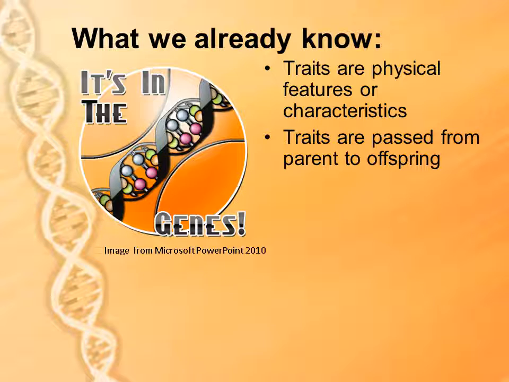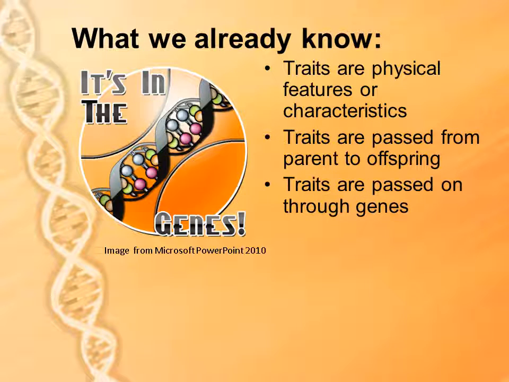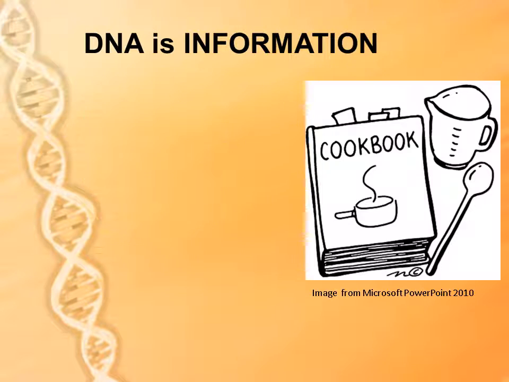We also know that traits are passed on from parent to offspring and that they're inherited through sections of the DNA called genes. So we are actually able to pass on those traits through these genes that we have. And all of this is basically coded within the structure of our DNA molecule. So DNA is pretty important to make sure that we can pass on these characteristics. So that's what we're going to look at, and we're going to see how the structure of the DNA allows it to be able.